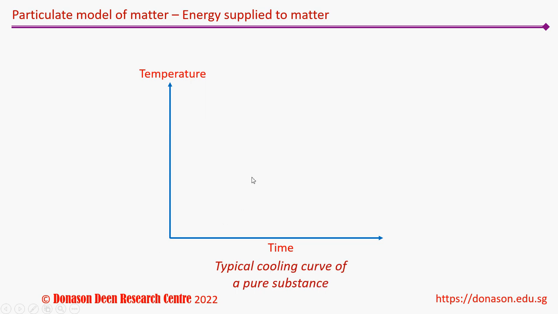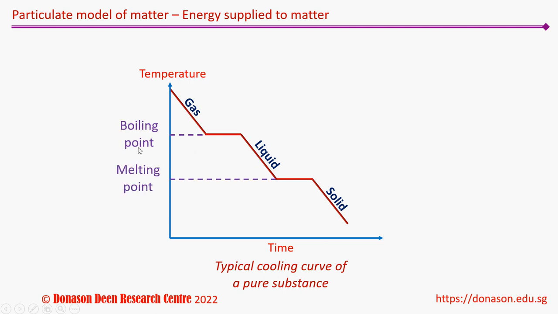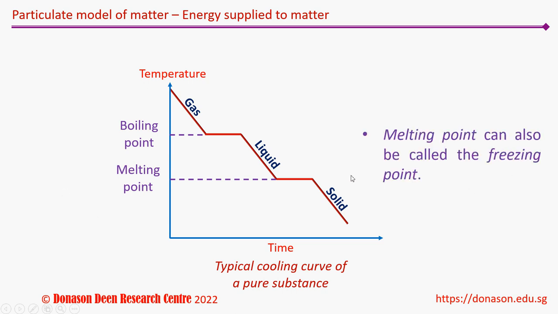So how about the cooling curve of a pure substance? It is exactly similar to the heating curve, but it will have a negative slope. Of course, we are cooling down, so the temperature drops as we move from the gaseous state into the liquid state into the solid state. The temperature at which the gas to liquid transition happens is called the boiling point. The liquid to solid transition temperature is called the melting point, so the melting point can also be called the freezing point. This is how a typical cooling curve of a pure substance looks.